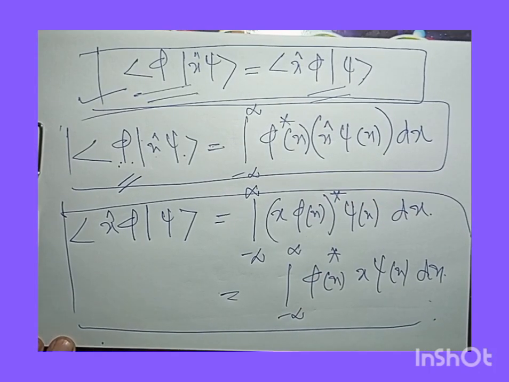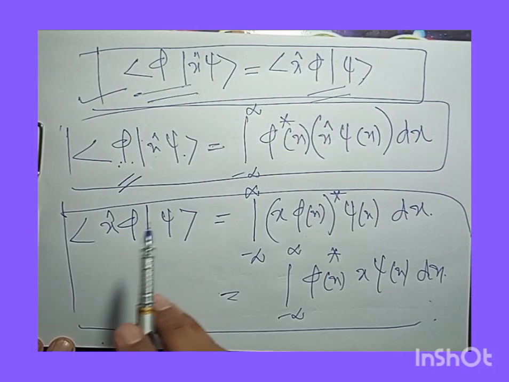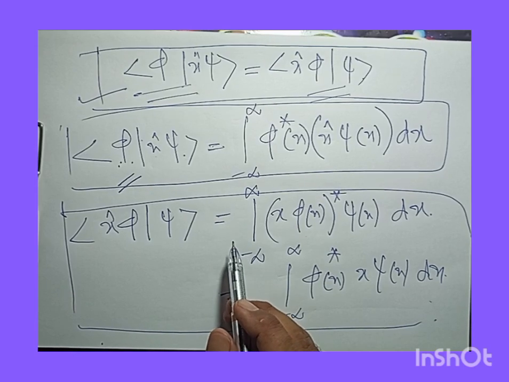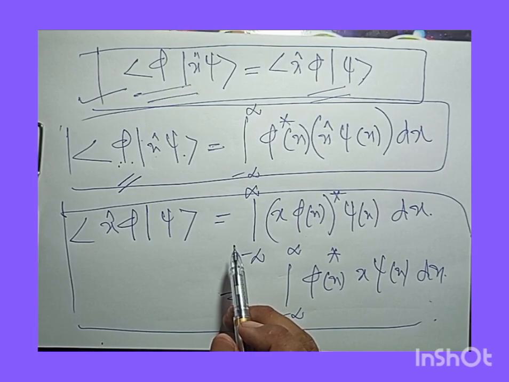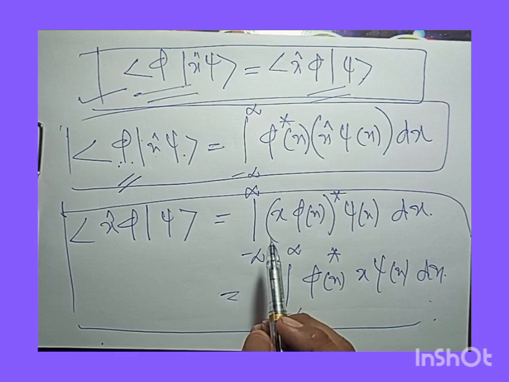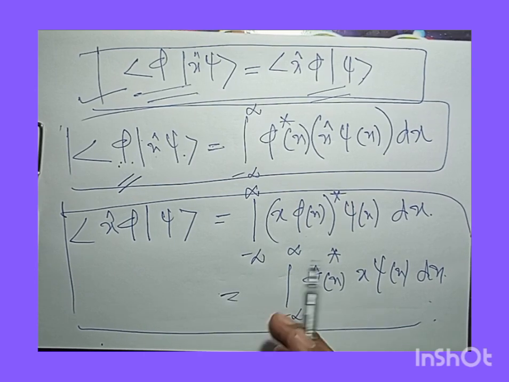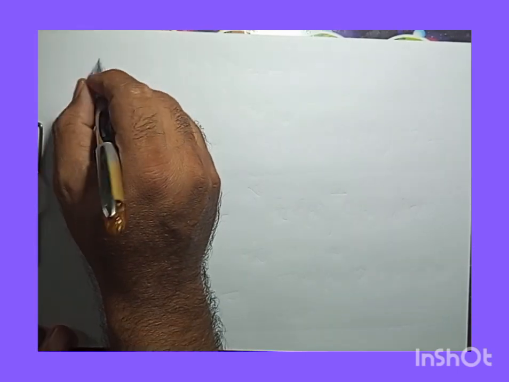And what does it mean? It means that the position operator is a Hermitian operator. X cap that we have chosen here as the position operator is Hermitian. Now let's go to the next, that is the momentum operator.